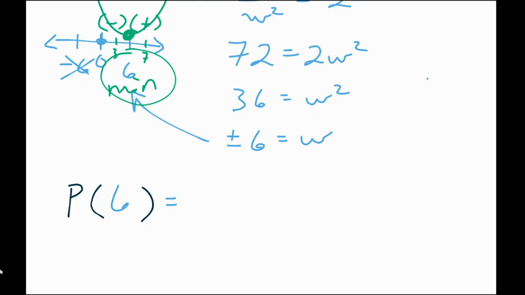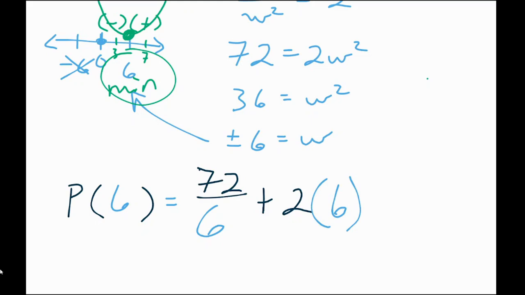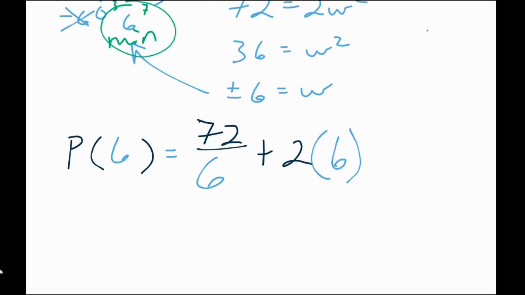Let's get the colors right here. 72 over W plus the 2W. And so when I plug W back in here, we basically end up with 12 plus 12, which is going to come out to be 24. 24 units or whatever this thing was measured in, but we want to realize that that is a perimeter measurement.